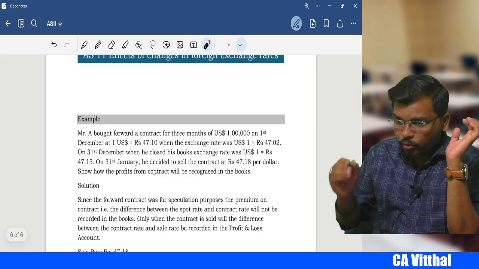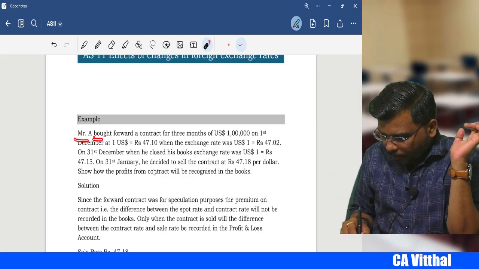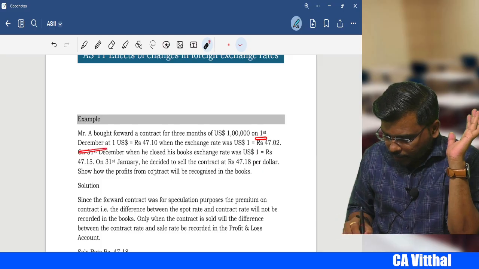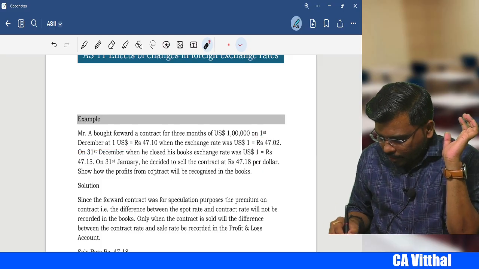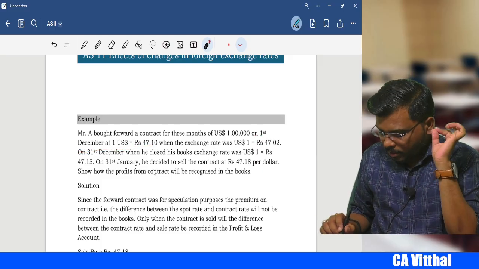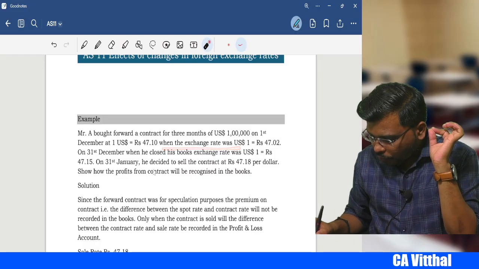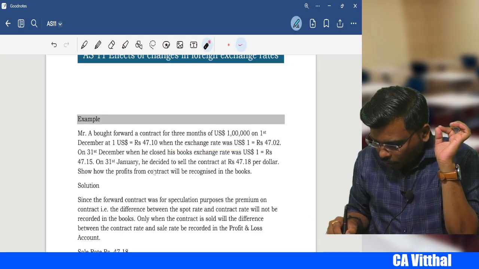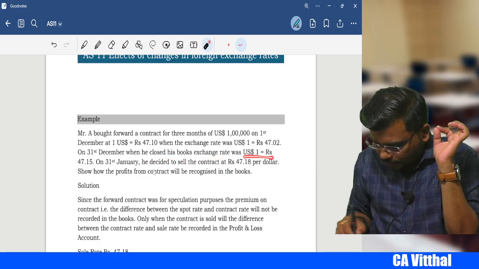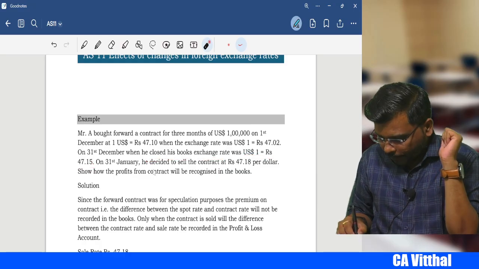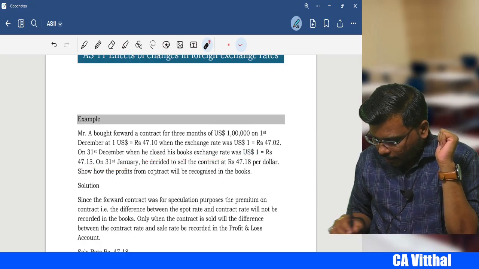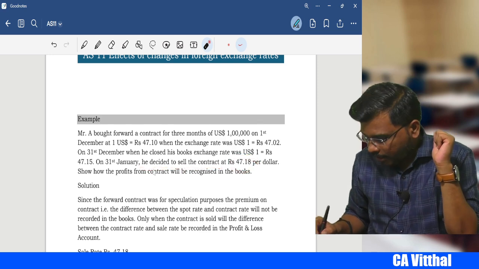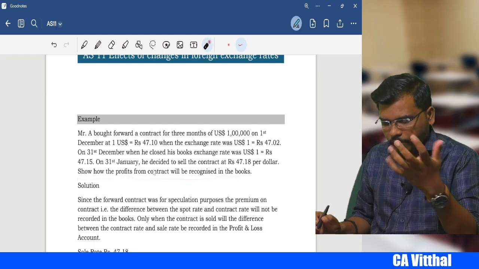Let's try to understand through an example. Mr. A bought a forward contract for 3 months, $1 lakh, on 1st December, when $1 is equal to 47.10. The exchange rate was $1 is equal to 47.02 on 31st December. When he closed his books of accounts, $1 is equal to 47.15. On 31st Jan, he decided to sell the contract. We need the selling price and forward contract price per dollar. Show how the contract will be recognized.